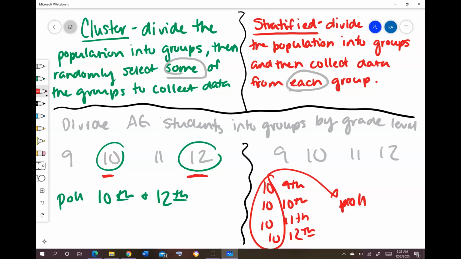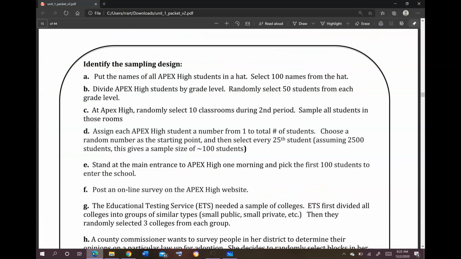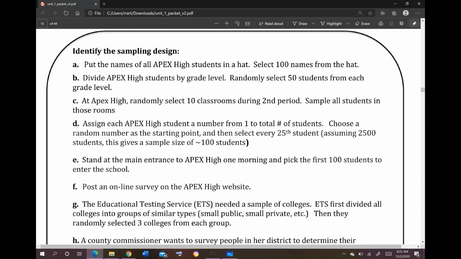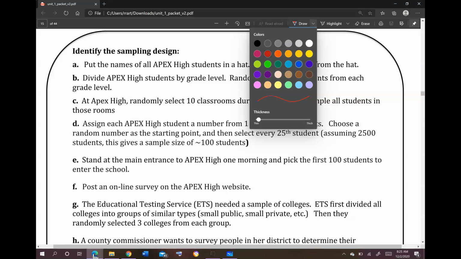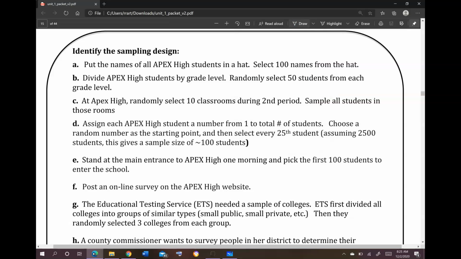So now we're actually going to do some examples. You're going to have to tell me if it's random, clustered, stratified, or systematic. All right, here we go. Identify the sampling method. Can you tell it's Christmas with my color choices?